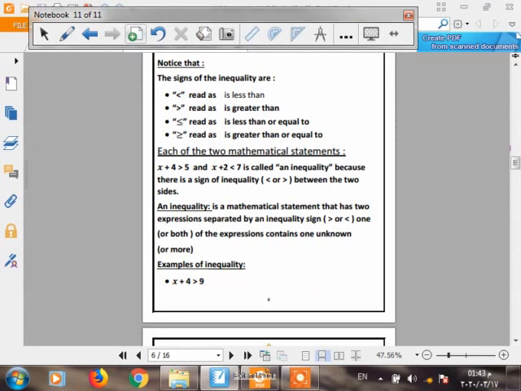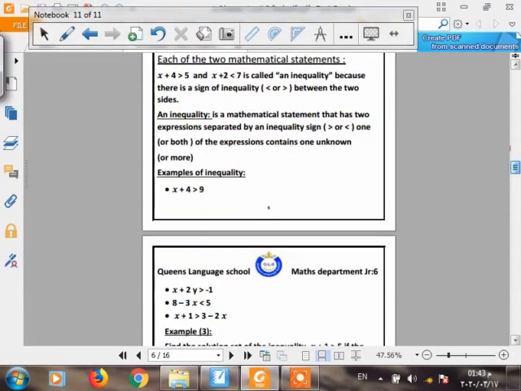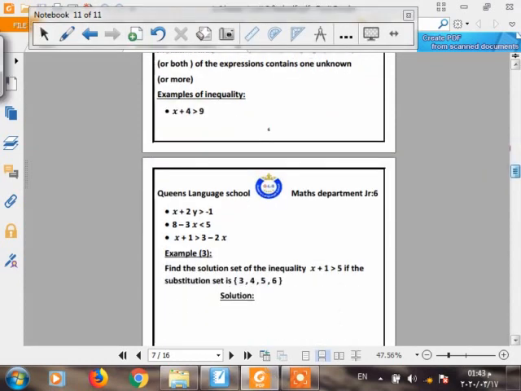Let's take examples of inequality as we took examples of equation. x plus 4 greater than 9. It's a mathematical statement that contains 2 expressions separated by an inequality sign, which is greater than, and on this side I have only one unknown.